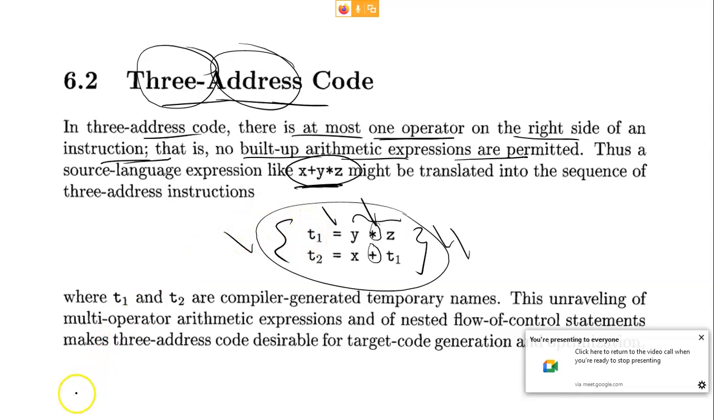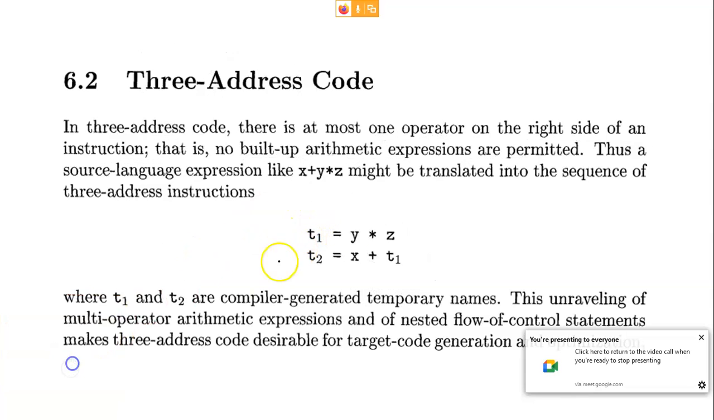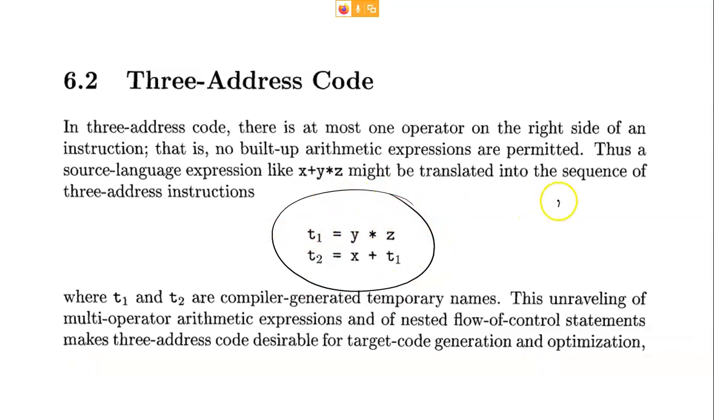And of course, when your compiler is converting your high level language code into 3 address code, for example this statement is a high level statement. Now when your compiler is converting this statement into 3 address code, it will convert like this. It has to make some temporary variables. So these T1, T2 are compiler generated temporary names. Basically what you have done is just unravel this statement. In this statement you have 2 operators, so you have just unfolded it.